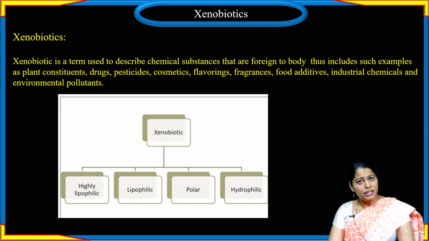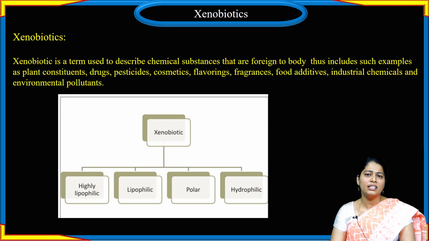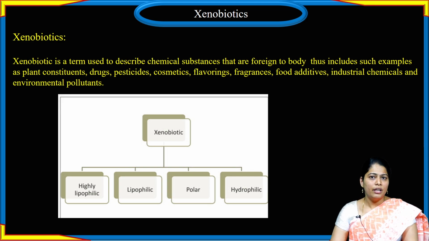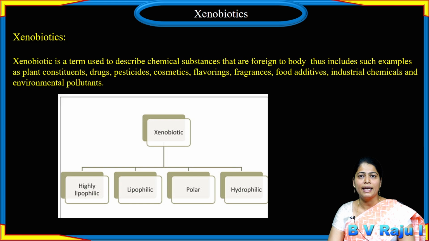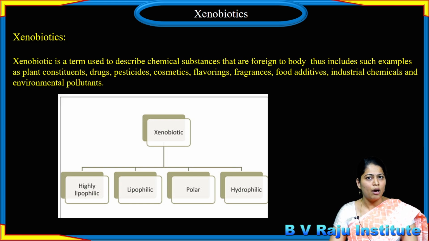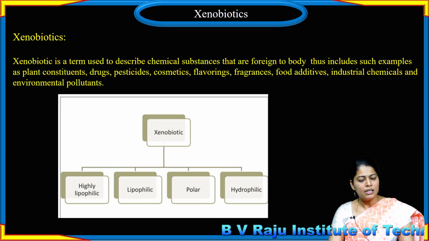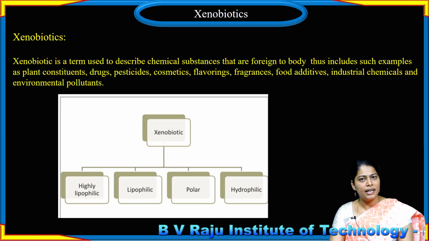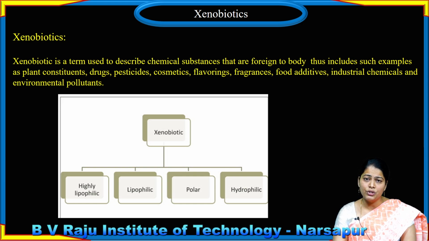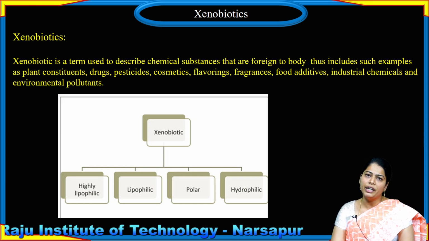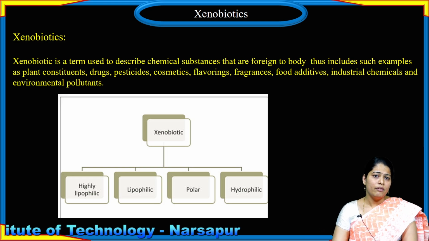These xenobiotics are chemical substances present outside the body, for example pesticides on fruits and in the environmental air, including oxygen, carbon dioxide, nitrogen, different types of chemicals, carbon monoxide and pollutants. All these substances, when entering the body, we call xenobiotics. These are not endogenous compounds. Xenobiotics include plant constituents, drugs, pesticides, cosmetics we use on our skin, flavoring agents, fragrances used in perfumes, and food additives.